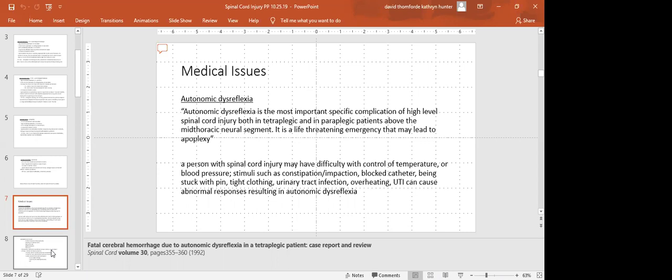So the first area is called autonomic dysreflexia, and you'll see from the quote that I've listed there that it's really a life-threatening emergency. The quote says it can lead to apoplexy, which is another way of saying a stroke, and it's caused because the person who has had the spinal cord injury not only has problems controlling their muscles and not only has sensory problems, but they have problems controlling temperature and blood pressure. The receptors that help the body maintain control of blood pressure and temperature may be impaired.